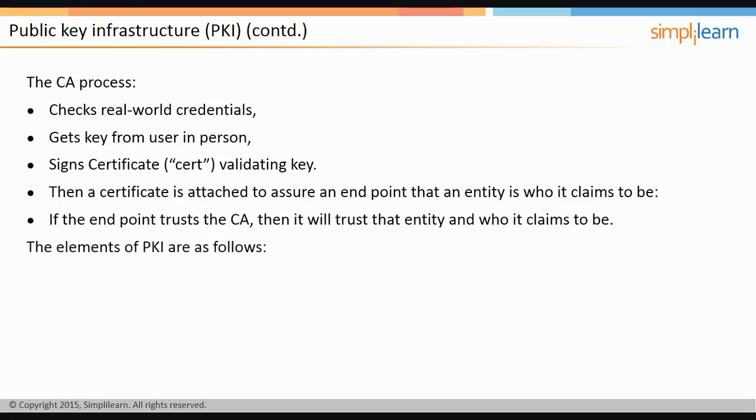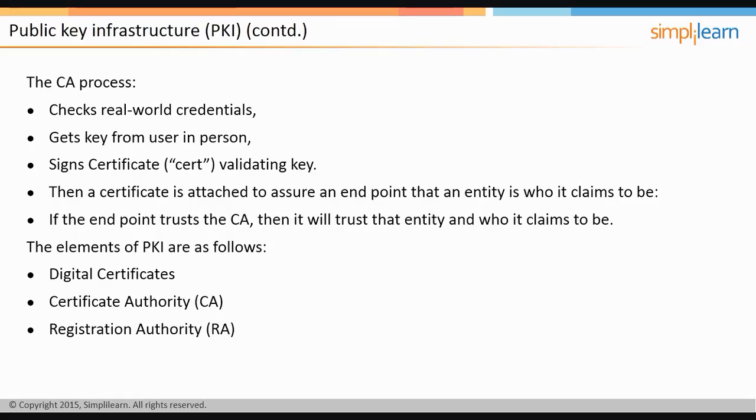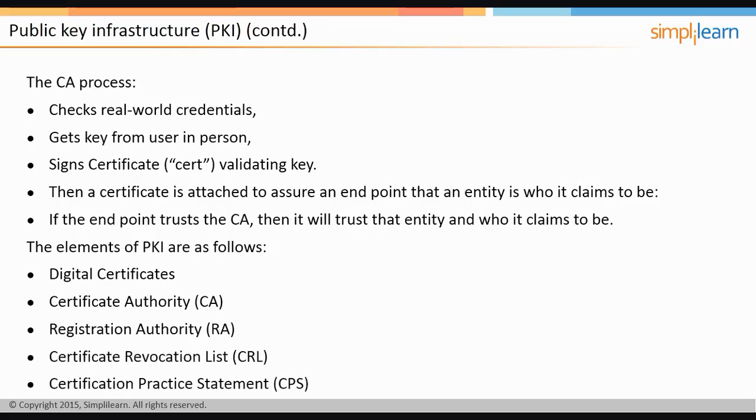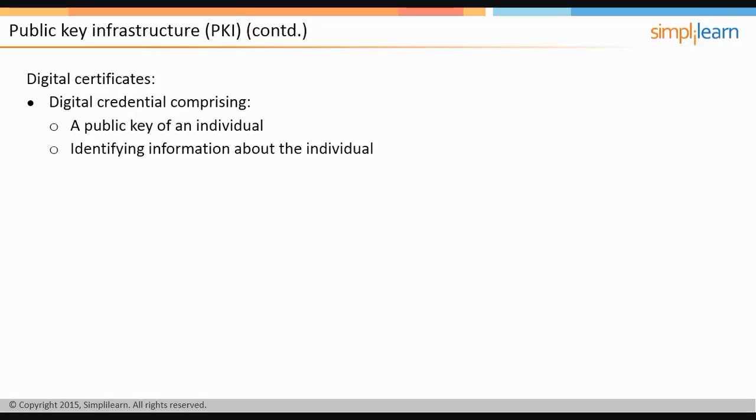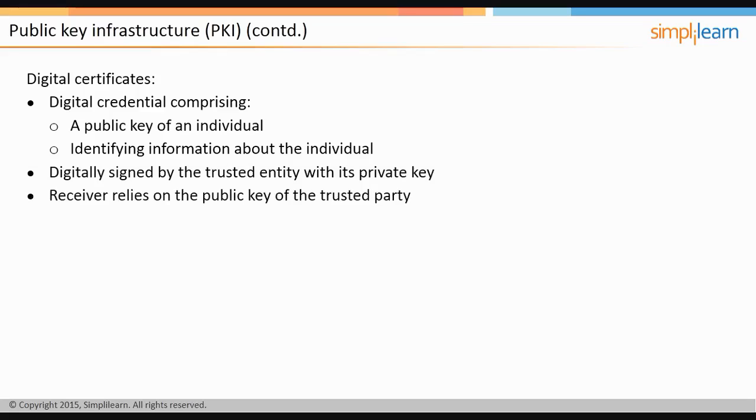Elements of PKI include digital certificates, certificate authority, CA, registration authority, RA, certificate revocation list, CRL, and certification practice statement, CPS. Digital certificates are a digital credential containing the public key of an individual and identifying information about the individual. It is digitally signed by the trusted entity with its private key. The receiver relies on the public key of the trusted party. It also includes the algorithm used and the validity period.